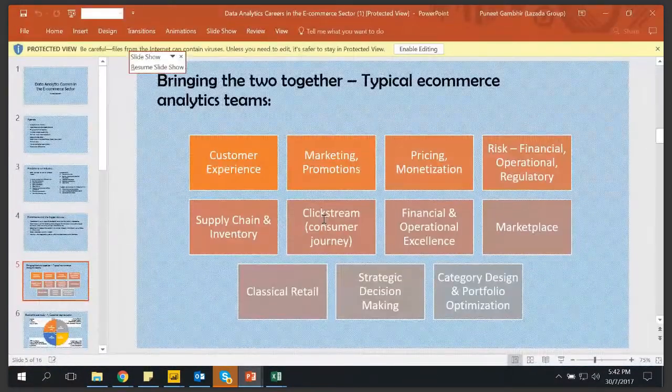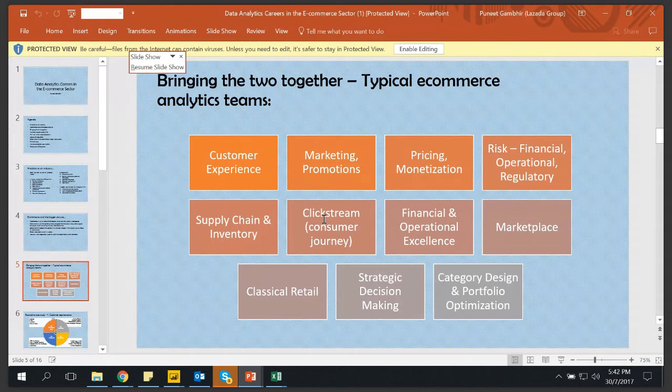So in an e-commerce company, typically you would have these functions. You will have a customer experience function. You will have a marketing team. You will have a pricing team. You will have a risk team, fraud prevention. You will have supply chain. You will have clickstream, which is very digital specific, which is essentially understanding the journey of consumers on the website or on the mobile app, how they are browsing, how they are searching, how they are interacting with the products.